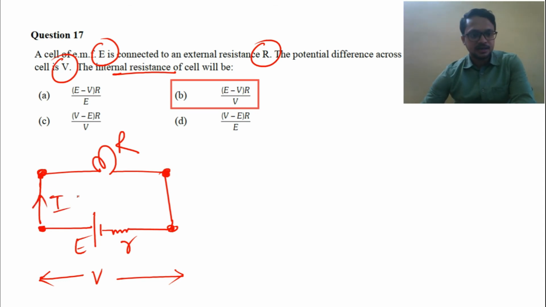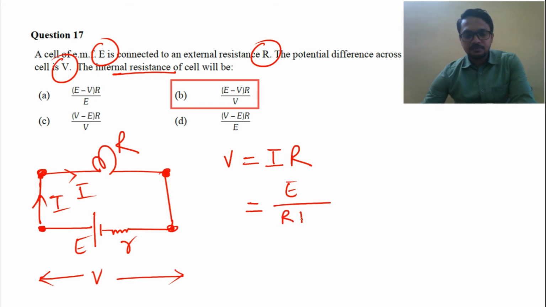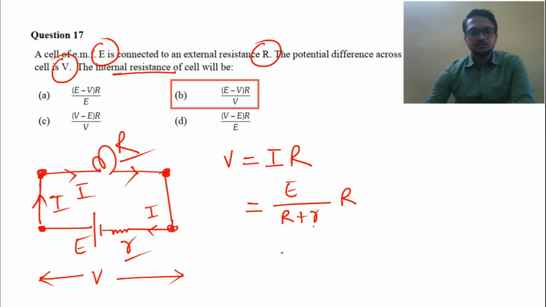Suppose current is I, then what about the potential difference? We can write I into R, because there is only one resistance, so same potential difference will come across that resistance also. Now I means EMF by total resistance R plus small r, because this R and small r are in series, same current will flow into capital R. Now we have to find the expression for small r.